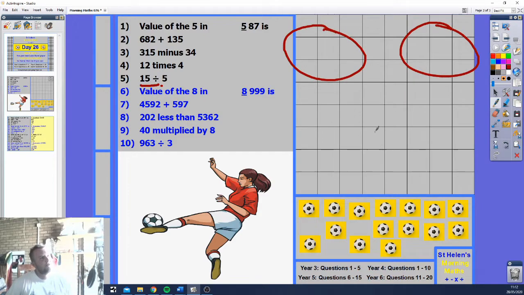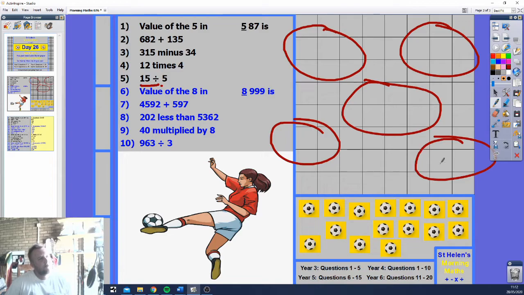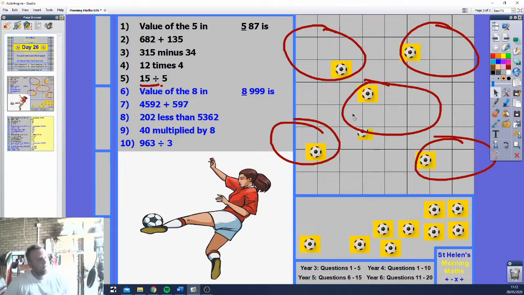1 bag, 2 bags, 3 bags, 4 bags, 5 bags, okay? Right, we're going to move these footballs in one by one. You get one. It's like sharing. It's like being very nice and sharing. You get one. You get one. You get one. So everyone's got 1 so far. Let's go again. Let's give everyone 2. You get 1. You get 1. You get 1. You get 1.